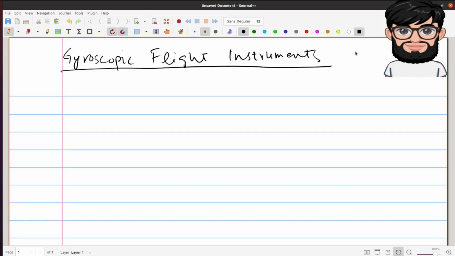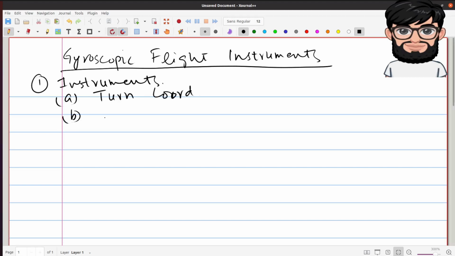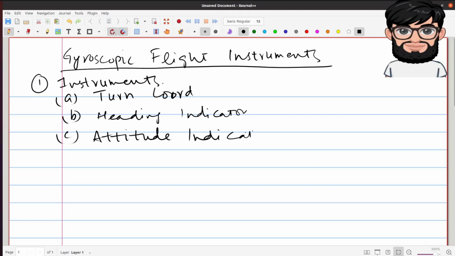In this video, we're going to be covering a new section, gyroscopic flight instruments. First thing we wanted to cover is what instruments contain the gyroscopes. So they include the turn coordinator, then we got the heading indicator, and the third one is the attitude indicator, also known as the artificial horizon. It's not the altitude, it's the attitude indicator. It's also called the artificial horizon.